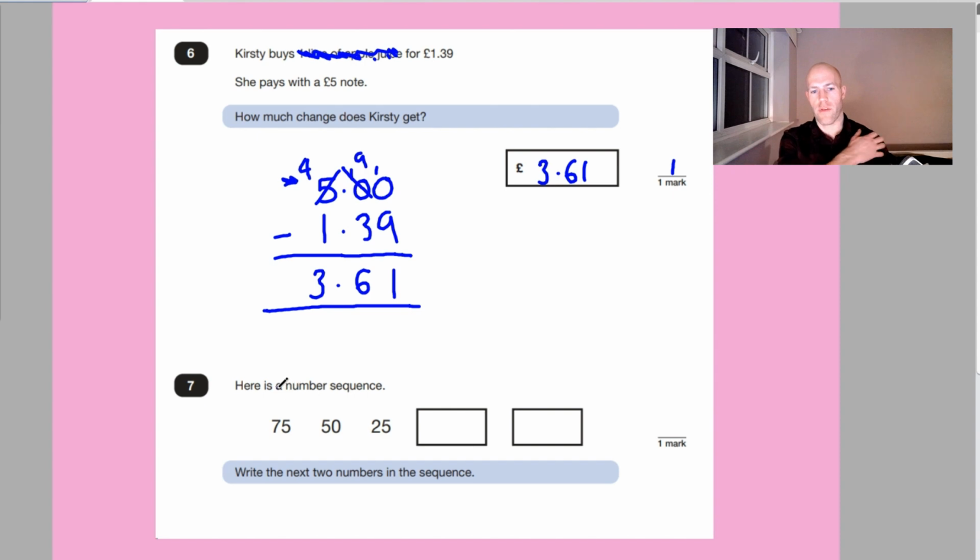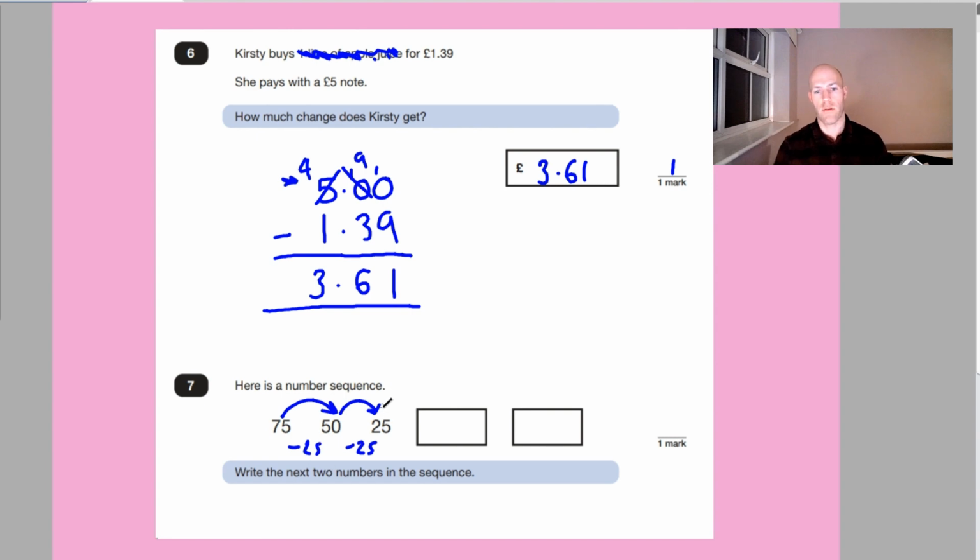Here's a number sequence. 75, 50, 25, blank, blank. 2 things they're testing on here. They want to know, can you work out the gaps, the jumps between each number, which is minus 25, minus 25. I check both of them just to make sure the gap doesn't change, like in a Fibonacci sequence or in square numbers where the gap between them alters as you go. Well, it's a linear sequence, so minus 25 each time.